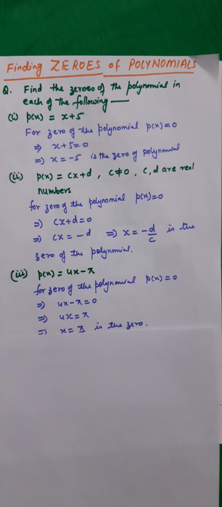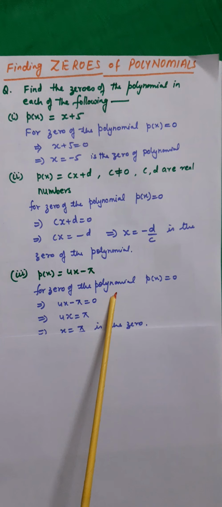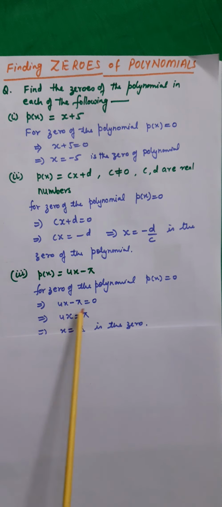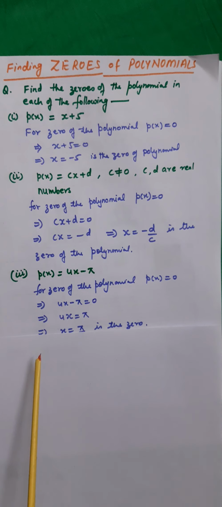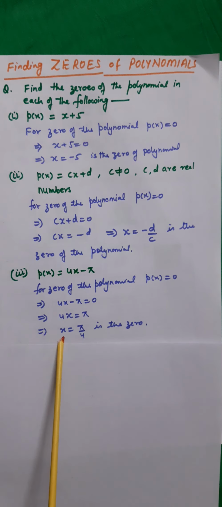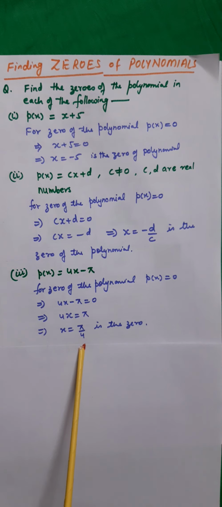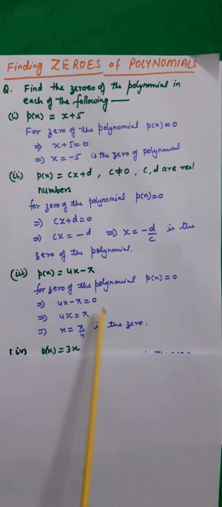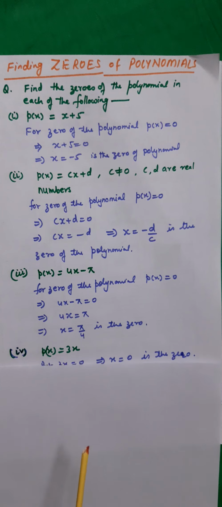Next, p(x) = 4x - pi. For a zero of the polynomial, p(x) should be equal to 0. This implies 4x - pi = 0, which implies 4x = pi. Implies x = pi/4 is the zero of the given polynomial.